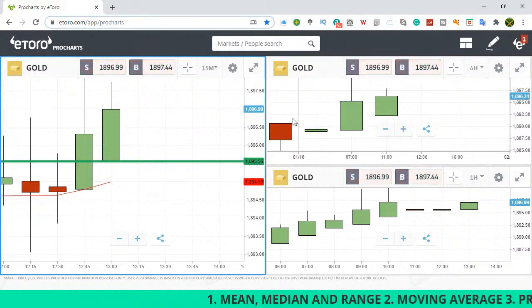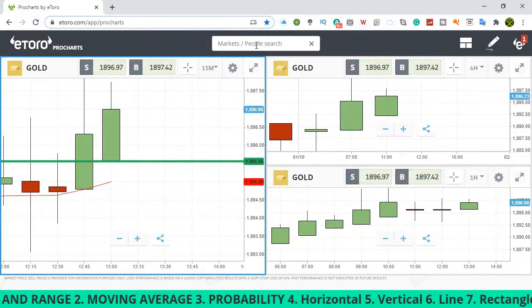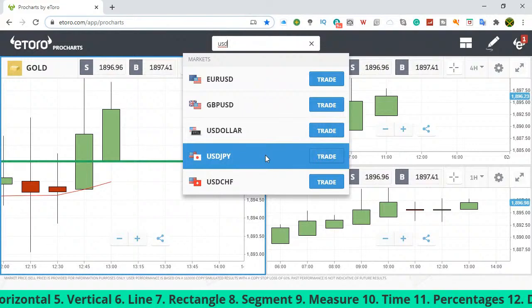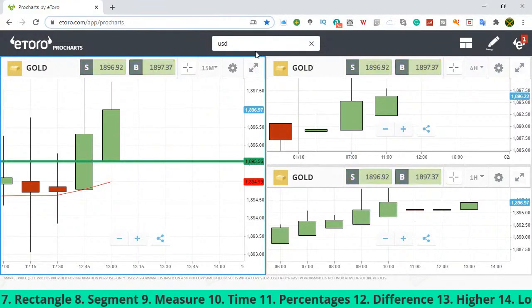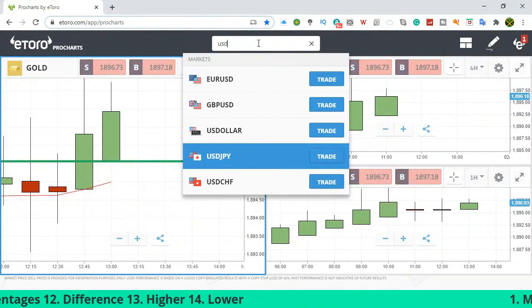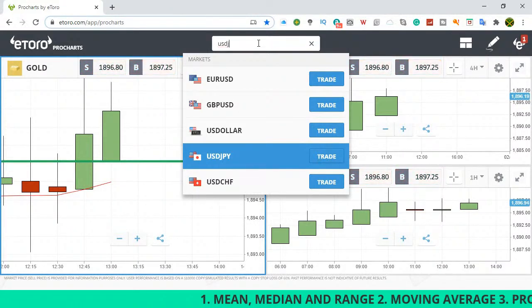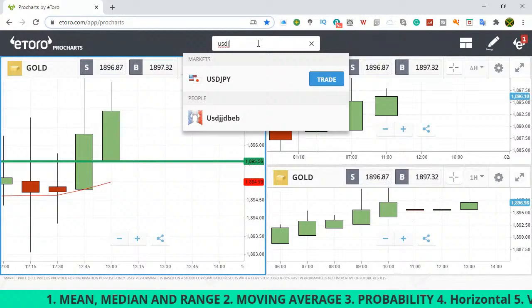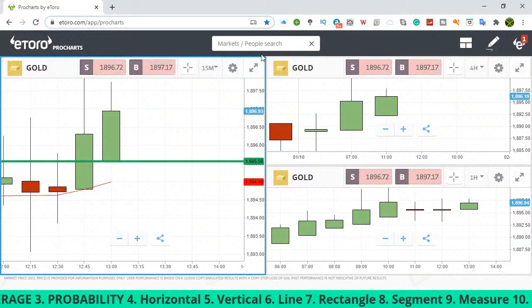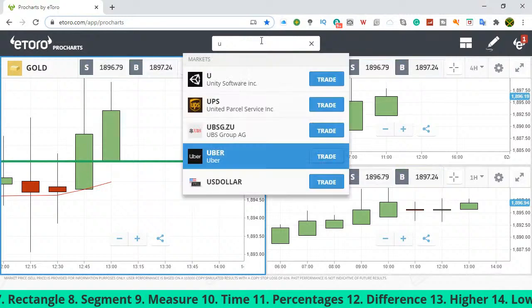So now, also I did say I was going to check the American, so it's the USD, USD JPY.